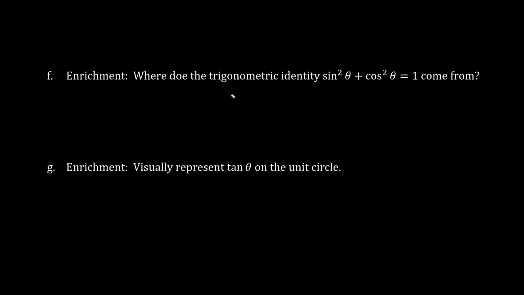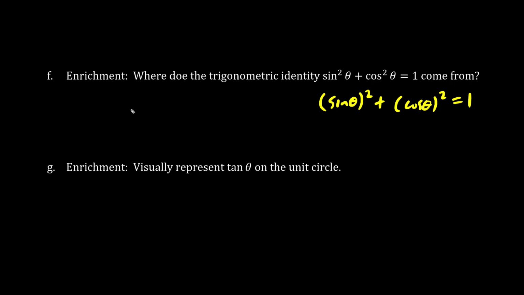Now, where does the trig identity sine squared theta plus cosine squared theta equals 1 come from? Sine squared theta means sine theta all squared. And cosine squared theta means cosine theta all squared.